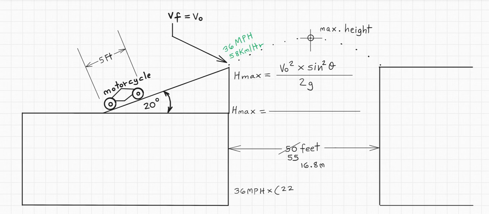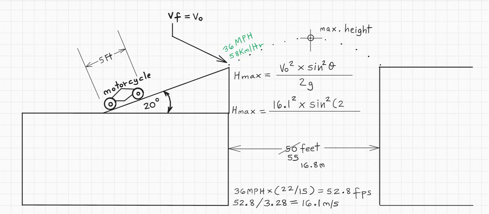So we can get the meters per second equivalent to 36 miles per hour. So this time we flip the ratio to 22 feet per second for every 15 miles per hour. This converts the miles per hour to feet per second, and then we divide the feet per second by 3.28 to get the meters per second. So 16.1 meters per second. This quantity squared then times the sine squared theta, 20 degrees.